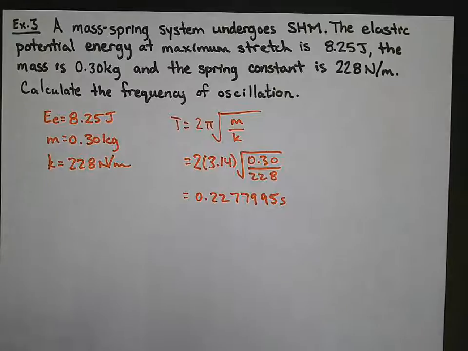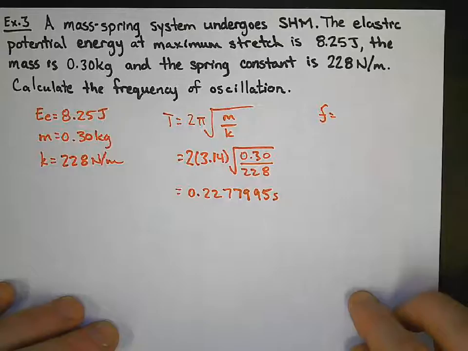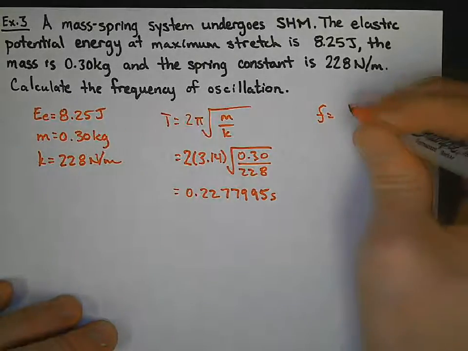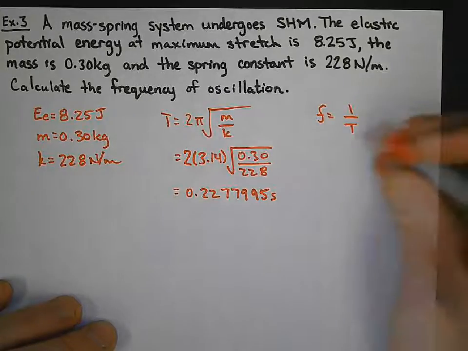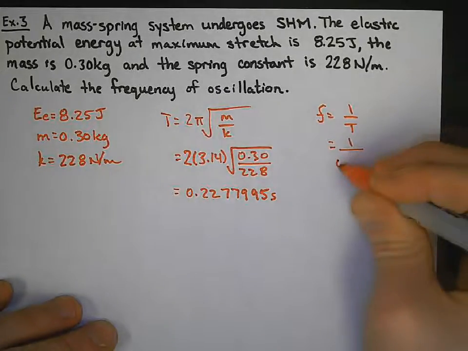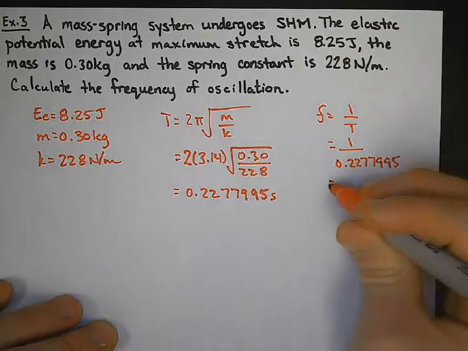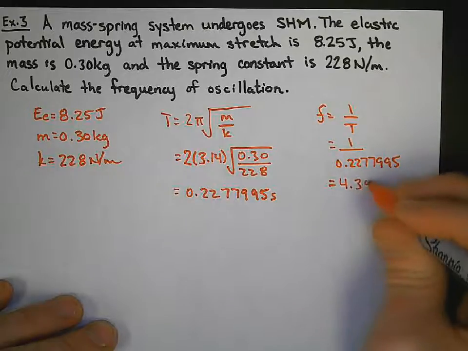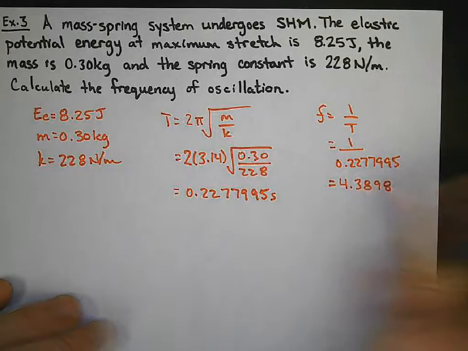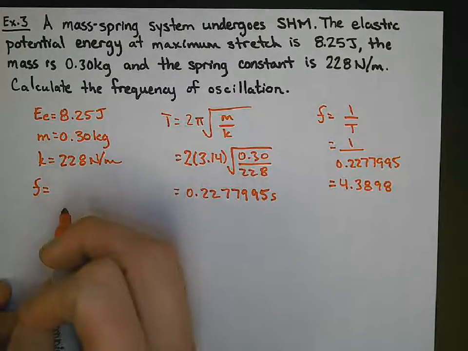Okay? To calculate the frequency of this, we would merely take 1 over our period, because frequency and period have an inverse relationship. So the frequency at which this occurs is 4.3898. Our frequency at this maximum potential energy is 4.4 hertz.